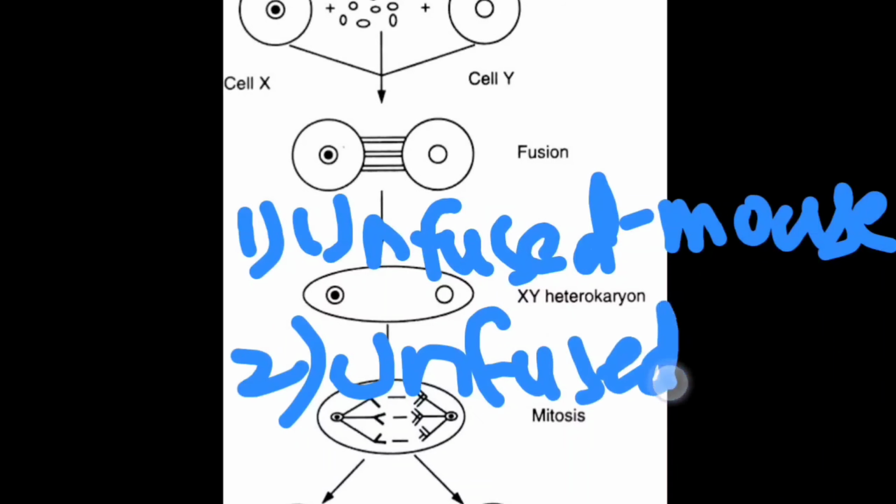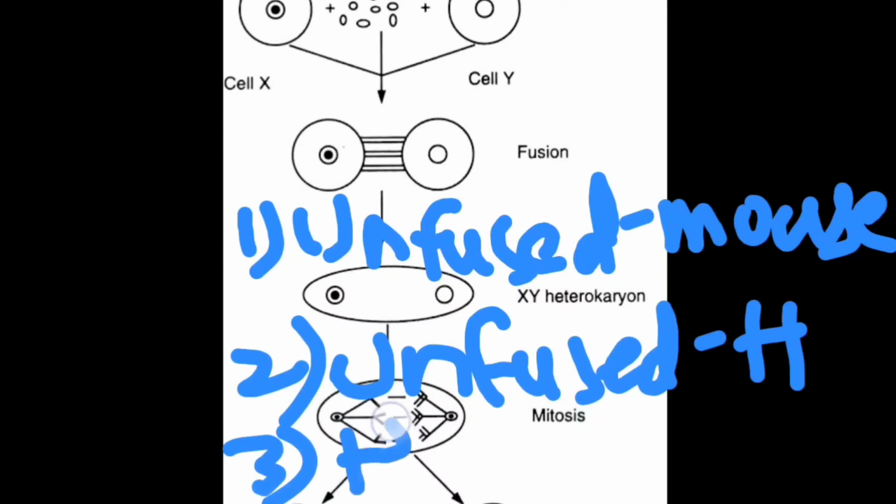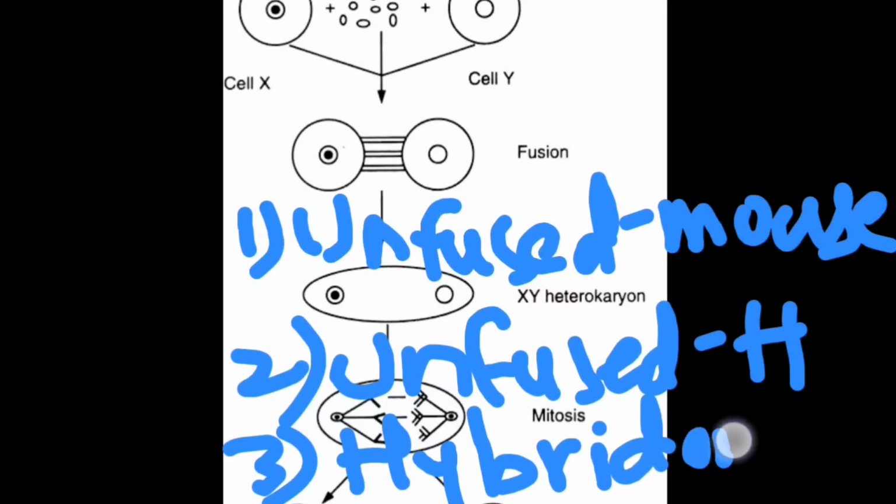Unfused. I'll just write H for the human. And the third one will be called the fused one, and now we'll be calling it hybridoma. It will be hybridoma. Getting it? Okay. So now, how will we identify which cell is which?